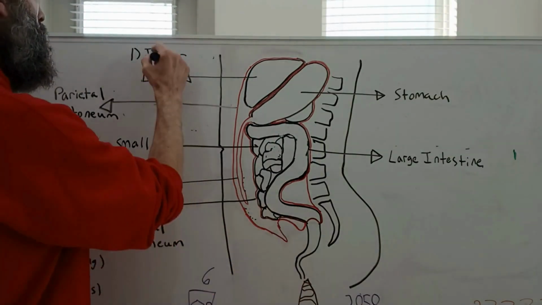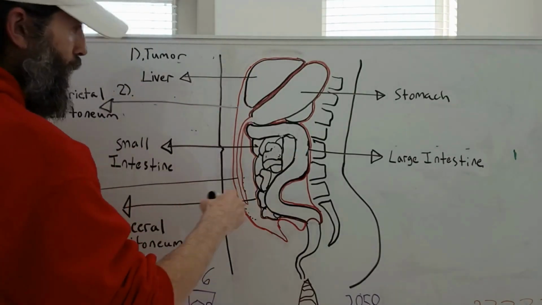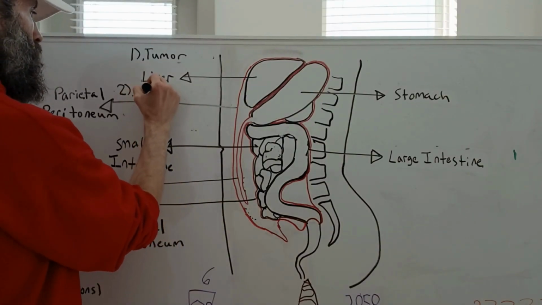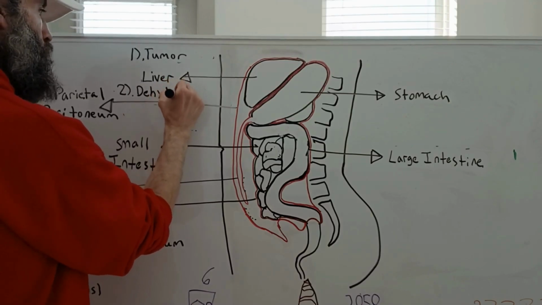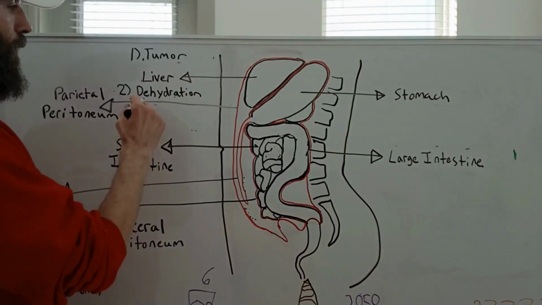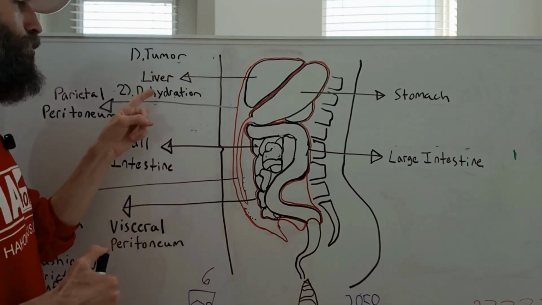Okay? So a tumor. Number 2, reason for delayed or impaired digestion could be, the pressure's on, folks, to get this spelled right, dehydration. Somebody's very dehydrated because that can cause constipation. Right? So make sure you drink your fluids.